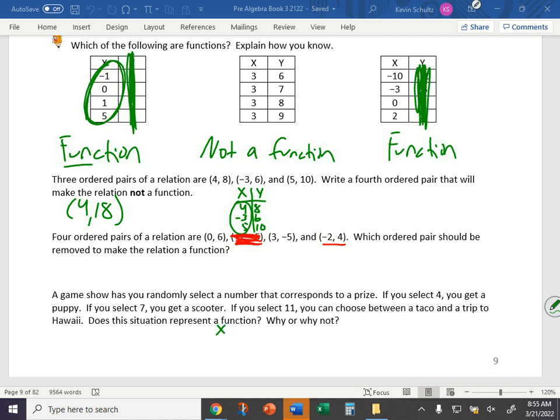Let's just make a function table here. Okay. When x is 4, we get a puppy. Do puppies have tails? Yeah, they have tails. There we go. All right. When x is 7, you get a scooter. When x is 11, you could either choose a taco or you can choose a trip to Hawaii. That's a palm tree, by the way, in case you're not sure what that picture is.